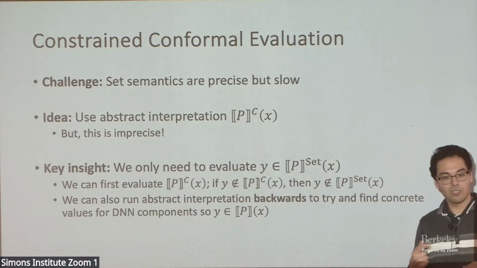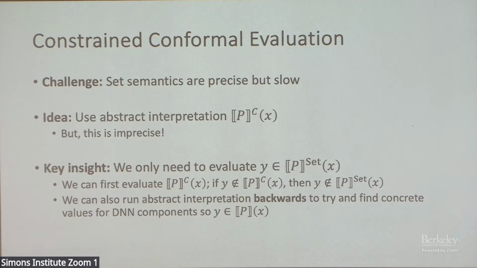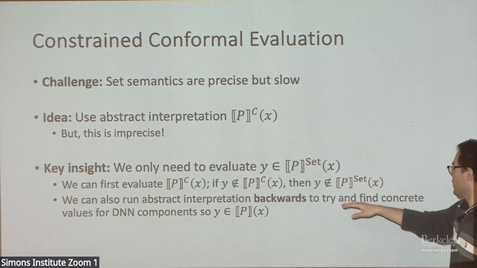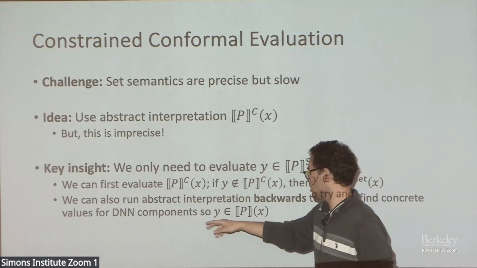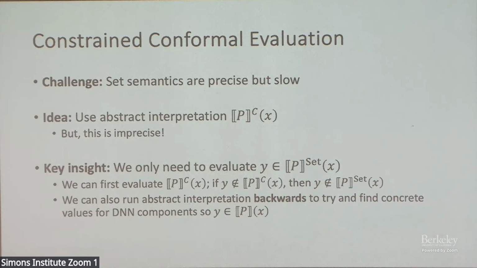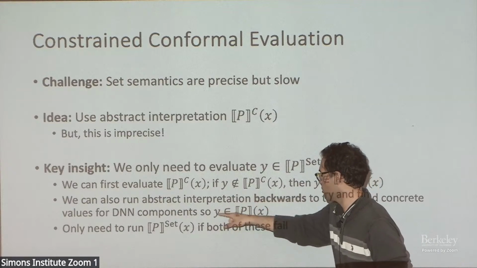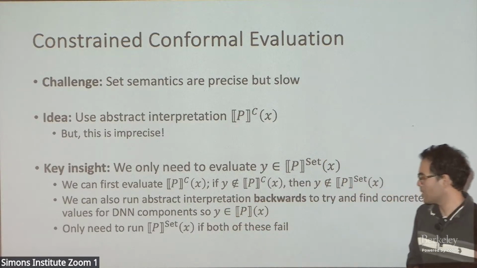The converse is a little trickier, but what we can do is a kind of backwards refinement to try and find concrete values for the neural network components. In the interest of time, I'm going to skip ahead. So this lets us say that Y is affirmatively in the set semantics.